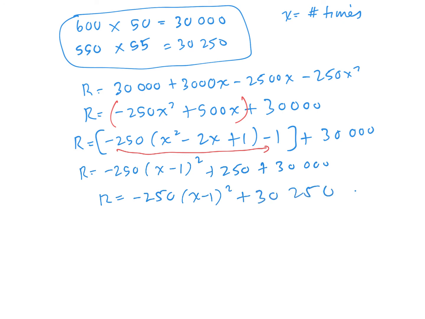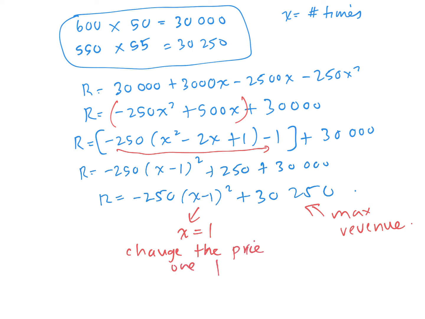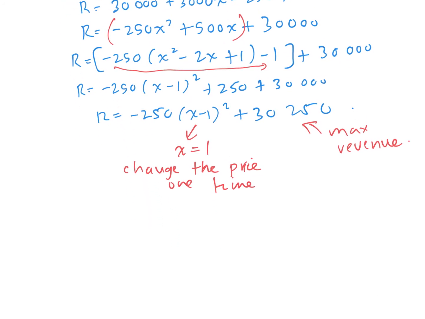So what does that tell us? That tells us that this is our maximum revenue. And x equals 1. So what does that mean? It means that we're going to change the price once. So for example, if x equals 2, we're going to change the price twice. If x equaled 3, we're going to change the price 3 times. So changing the price once is going to give us our maximum revenue.